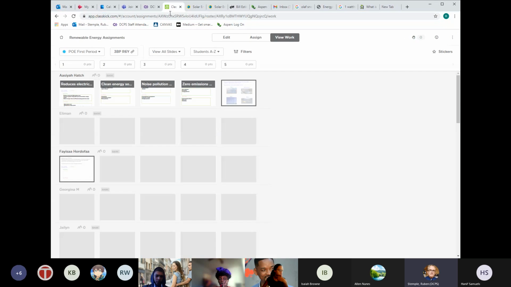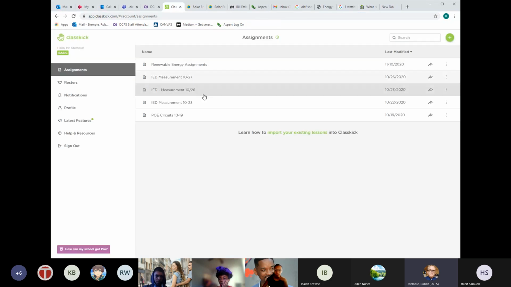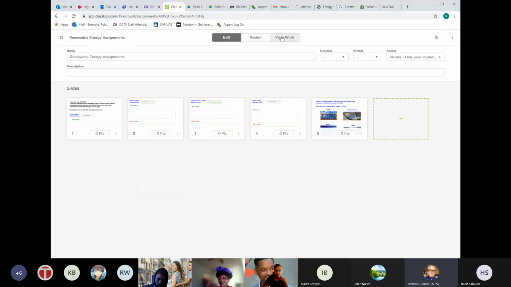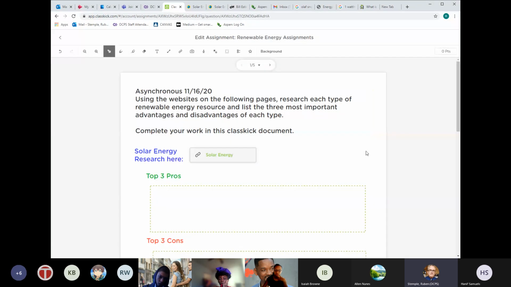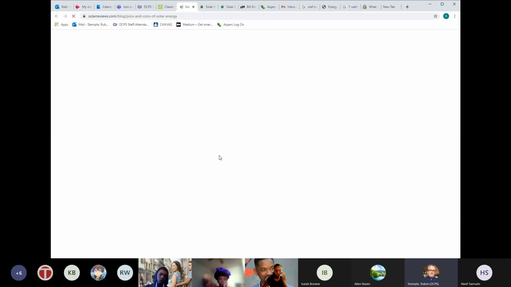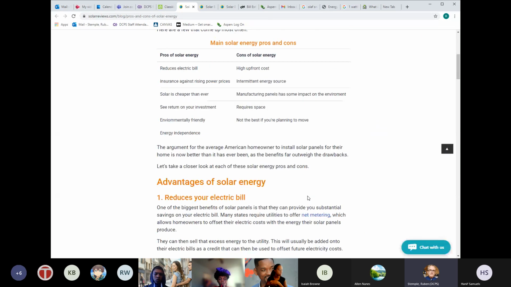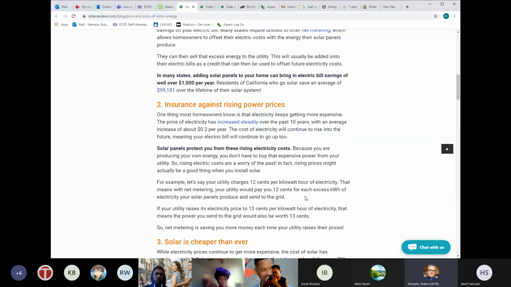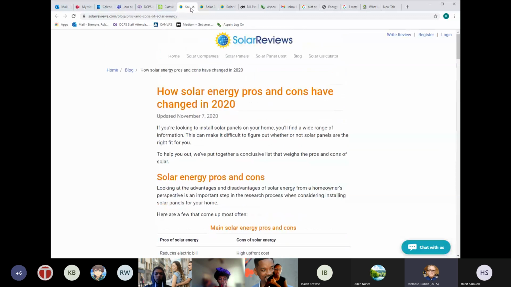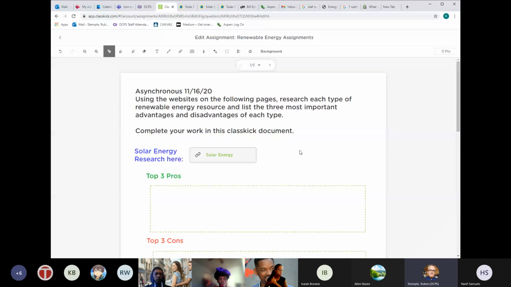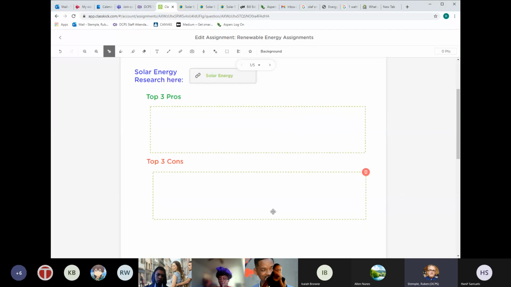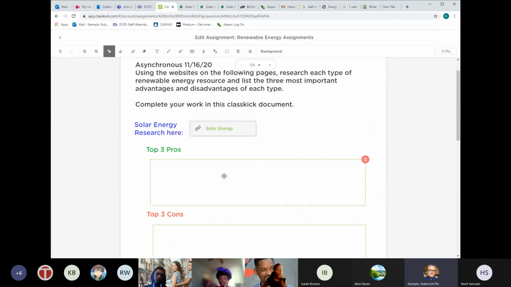So what I'd actually like you to do is to go in here. In the ClassKick assignment, you'll see several slides, but there's not a lot of work on each of the slides. Just click the link here. For instance, this one is solar energy. It says in each one of these articles, what are the pros and what are the cons of using solar energy? I want you to come up with 3 pros and 3 cons that you feel are most important. There are no right or wrong answers here unless you don't do it. If you don't do it, I can't give you credit for it.